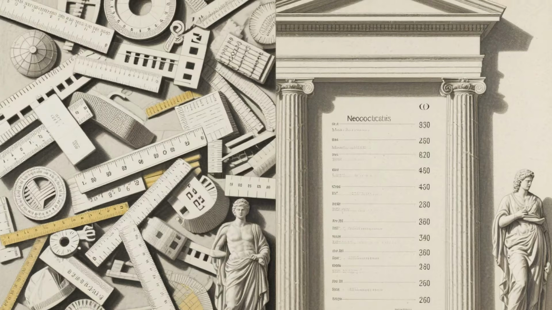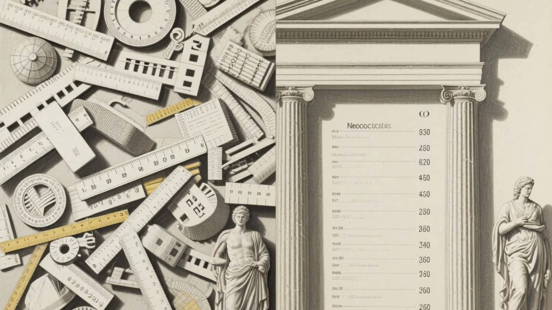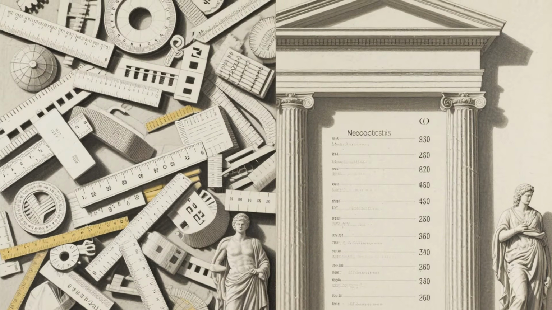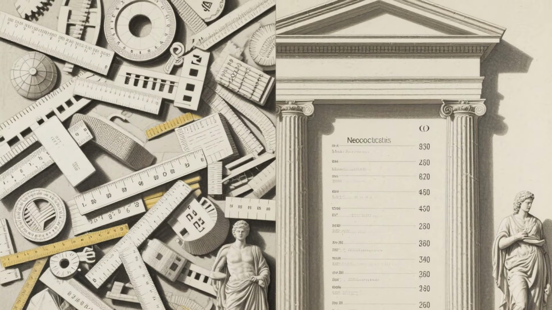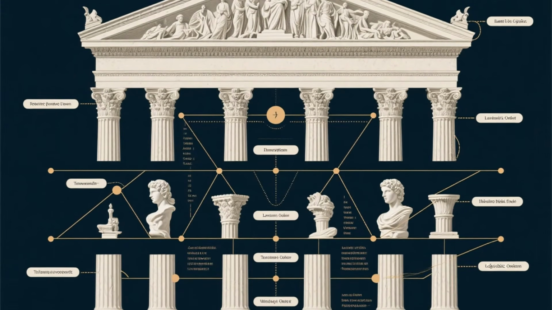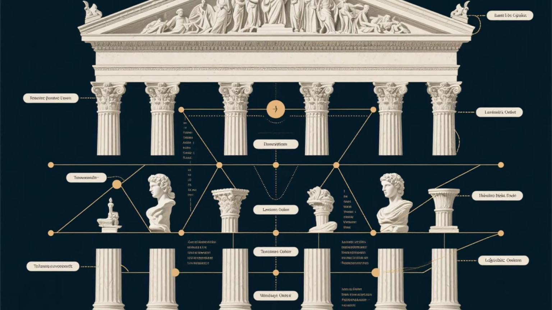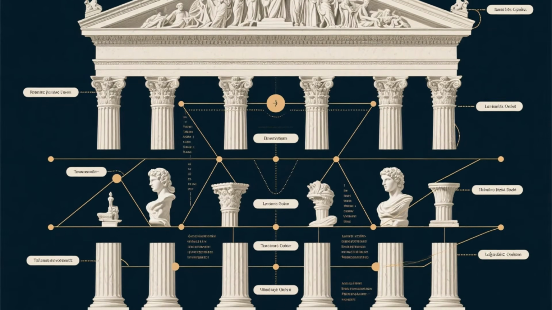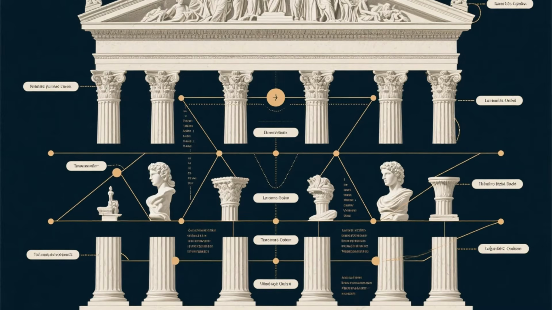It replaced inconsistent local measures with a universal standard based on reason and science. Even small reforms like this carried deep ideological weight, the belief that order could emerge from logic, not lineage.